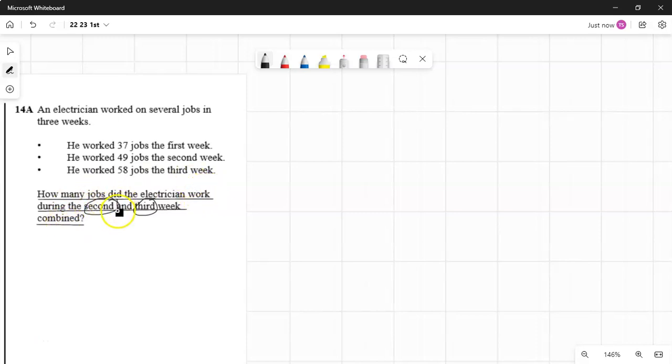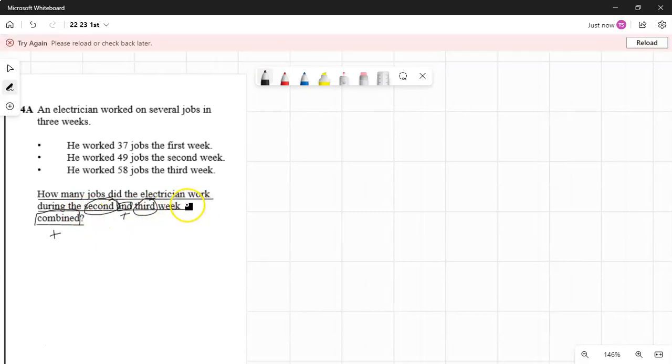A lot of times when I see the word "and," it means that we're going to add, so we're going to add this and that, and combined is also a key word. We could have even written this sentence without the word combined, and it still would have worked. How many jobs did the electrician work during the second and third week? You can put a question mark right there, and it's still a complete sentence. You wouldn't even have to have the word combined in there. They just put that word combined in there to maybe help you out a little bit.